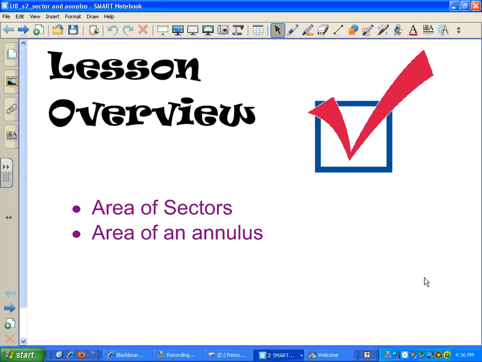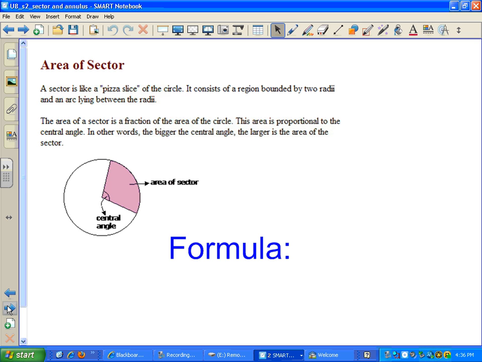In this video, we are going to learn how to find areas of sectors and areas of an annulus. So let's go ahead and take a look. A sector. Well, a sector is like a pizza slice of a circle.